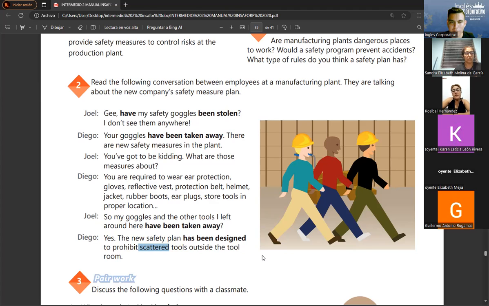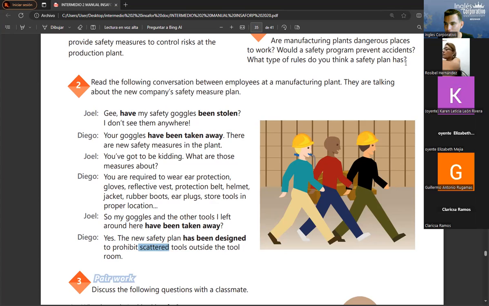Como dispersar. Okay, exactly. How are your things in your bedroom? ¿Cómo están sus cosas en su dormitorio? Bedroom. Are they scattered or organized? In order, teacher. In order. Excellent. Okay. How are your things in your office? Organized, in order, or scattered? In order. Excellent. Well, it says, yes, the new safety plan has been designed to prohibit scattered tools outside the tool room.